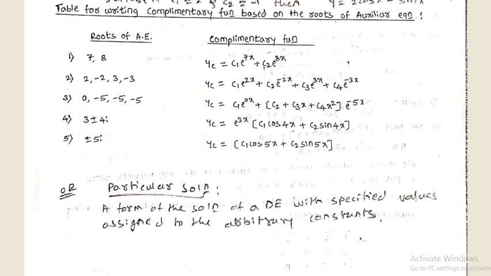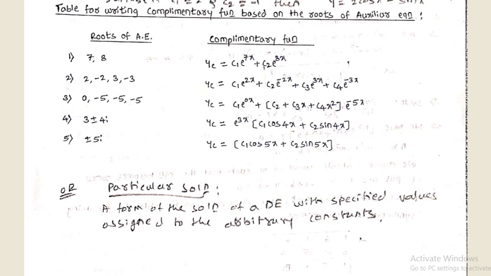Then roots are 3 plus or minus 4i. So 3 plus or minus 4i means roots are complex, of the form alpha plus or minus i beta. Its complementary function is e to the power 3x, c1 cos 4x plus c2 sin 4x.